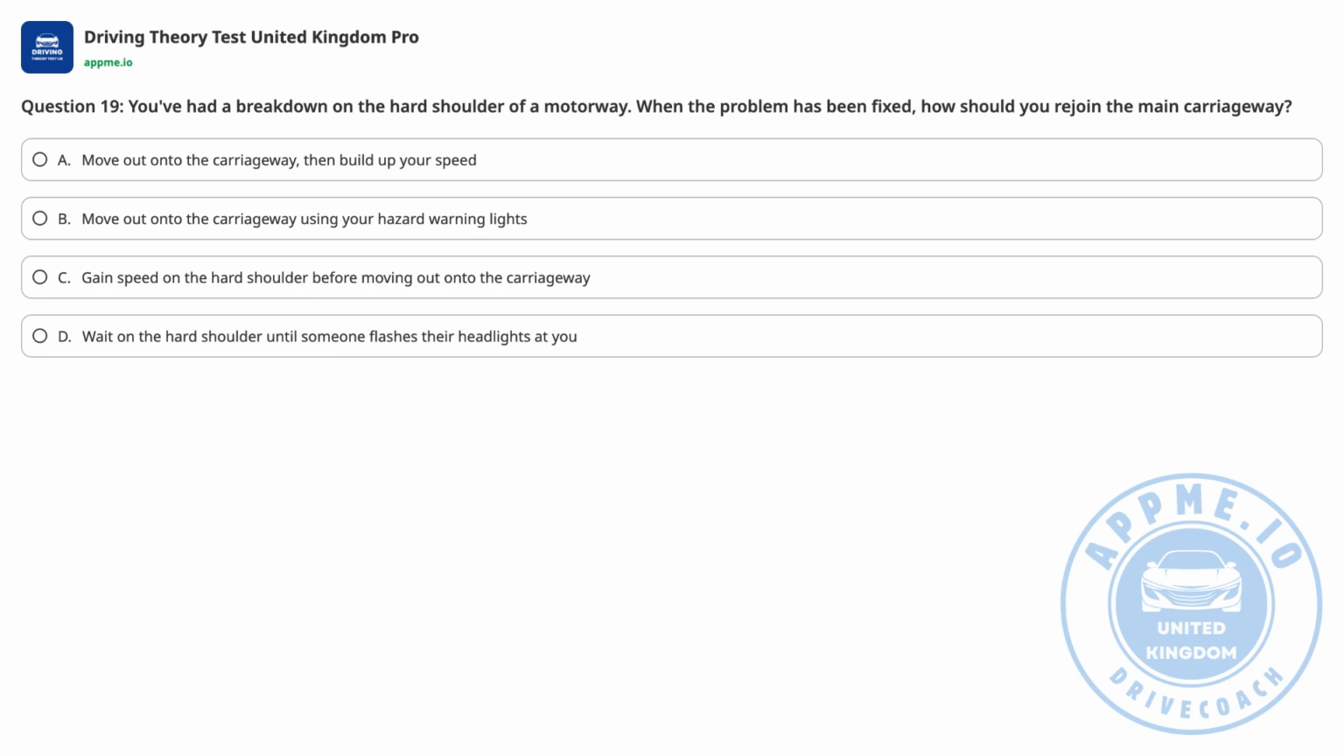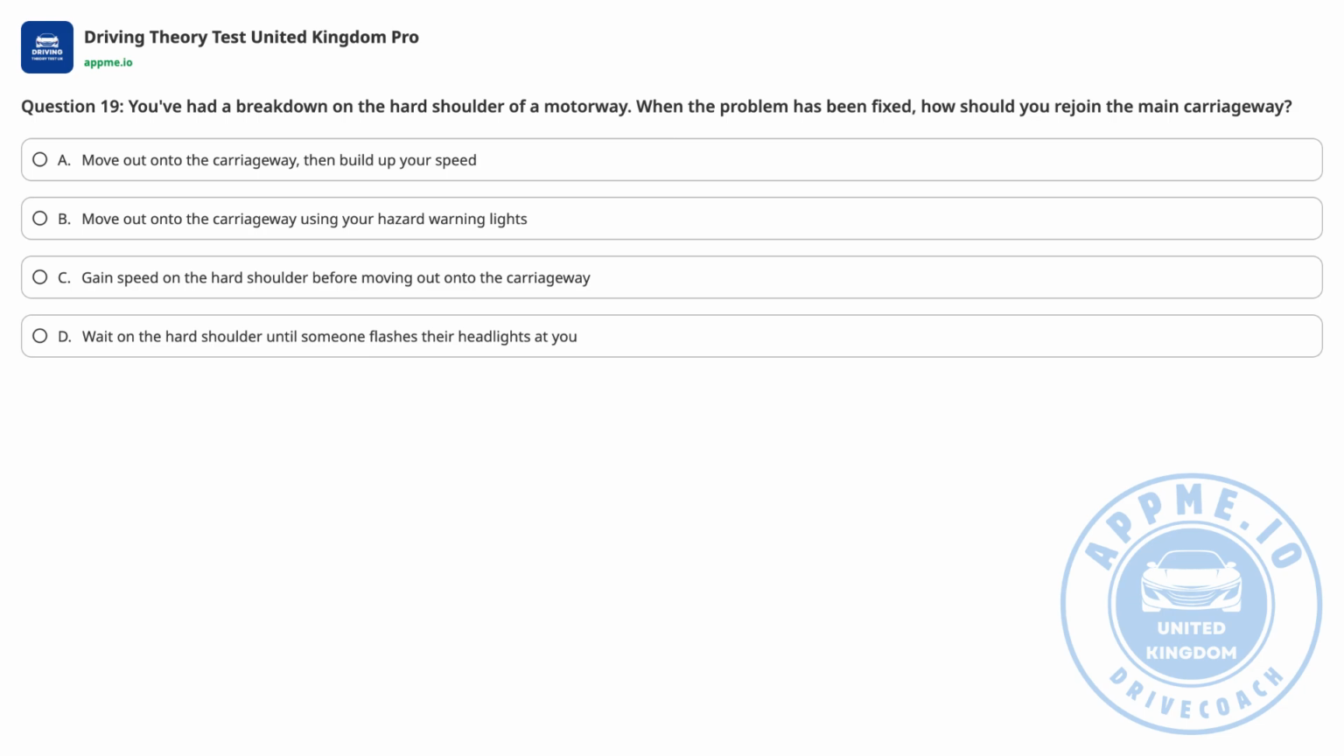Question 19. You've had a breakdown on the hard shoulder of a motorway. When the problem has been fixed, how should you rejoin the main carriageway? A. Move out onto the carriageway. Then build up your speed.